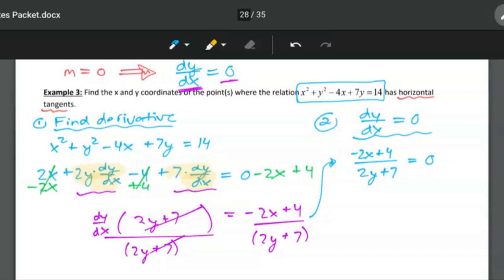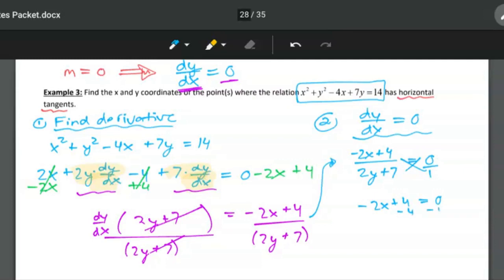That seems kind of hard to solve since there's 2 variables, x and y. But think about this 0. You could put it over 1, right? Still 0. You could put any number over 1 and it's still the same. What about if we cross multiplied? If we cross multiply, we get negative 2x plus 4 equals 0 times anything is 0. That just eliminated one of our variables, and now we could solve for x.